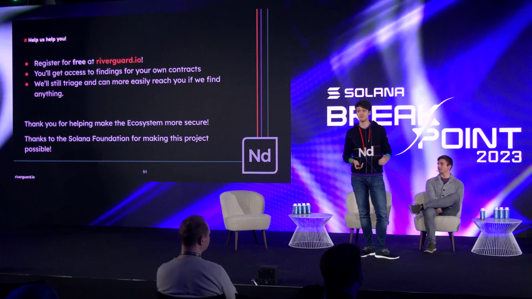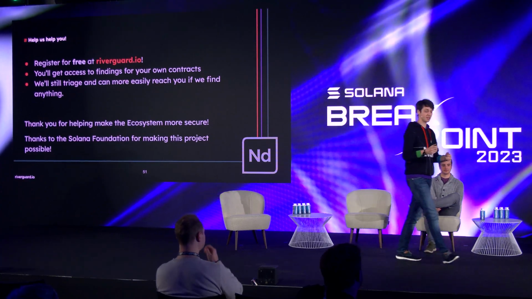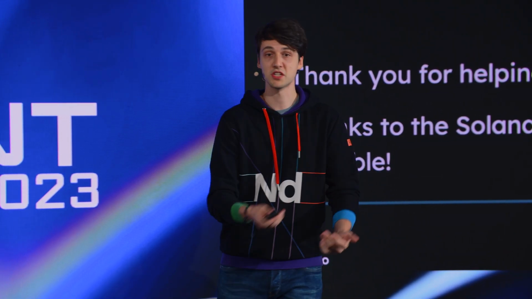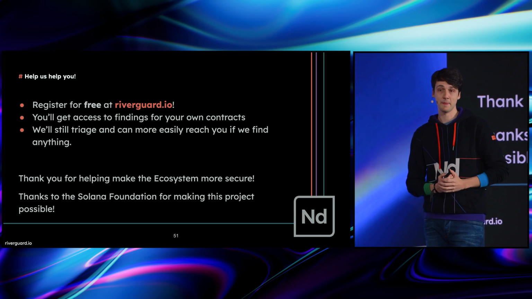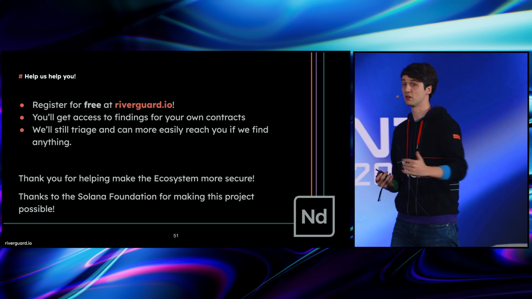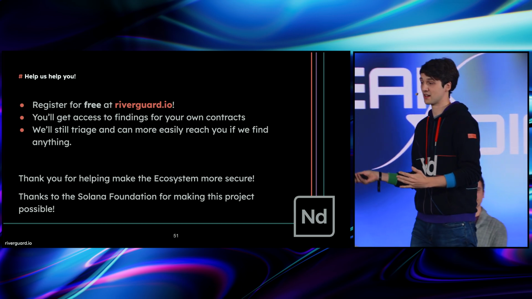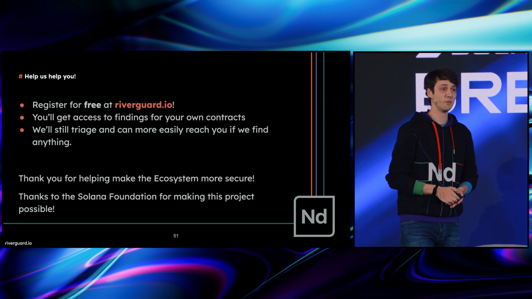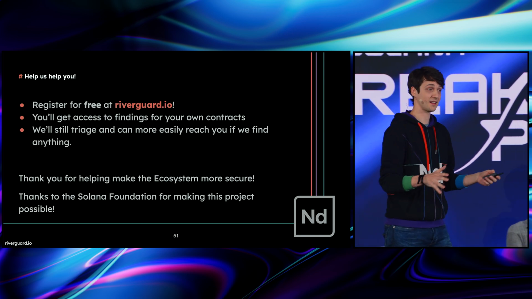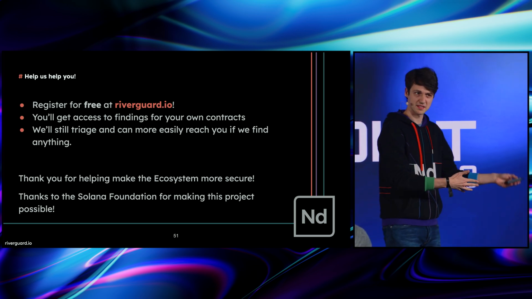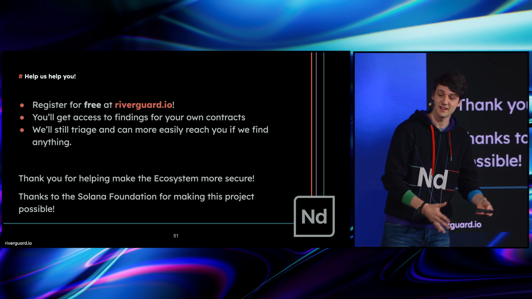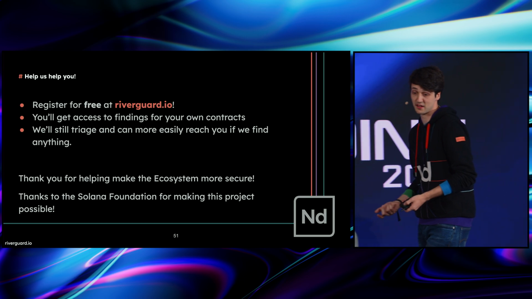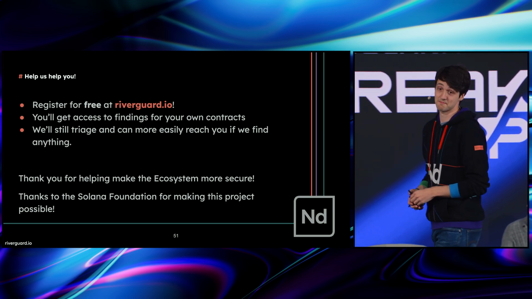You can register for free at riverguard.io. You can put in your contact details, your project name, the website and maybe a short description. And then we'll reach out to you to verify that it's actually you requesting access to your own contract. Because we don't want to hand out findings to anyone, so we have to do some manual verification there. We'll still do the triaging, and even if you don't use the data yourself at all, if you register there, we can more easily contact you because we have an email attached to a program ID. Even better, just use security TXT.